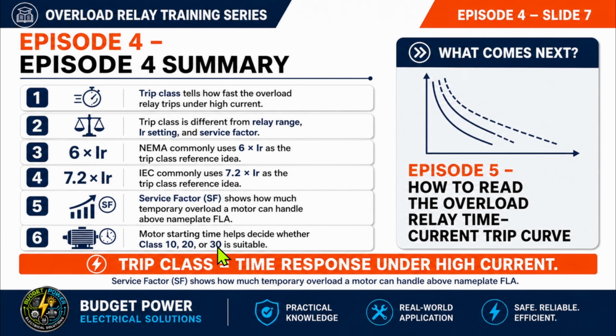We also looked at service factor. Service factor is motor nameplate information, and we need to use it correctly, not simply multiply a number and automatically turn the overload dial higher. So when you're working with an overload relay, look at the whole application. Motor FLA. Service factor. Starting time. Trip class. Relay range. Manufacturer information. And finally, the actual measured motor current. That's how we move from theory into practical motor protection.